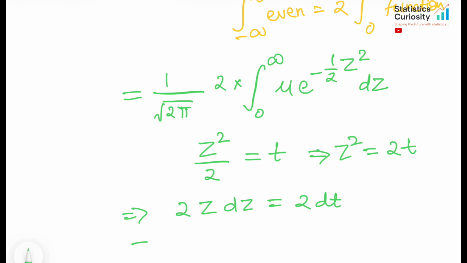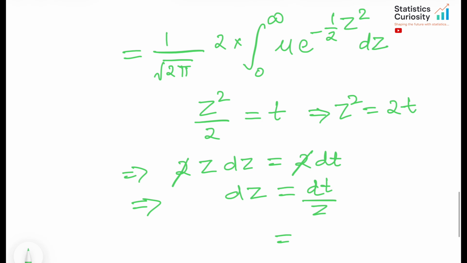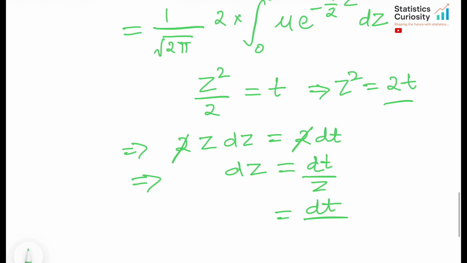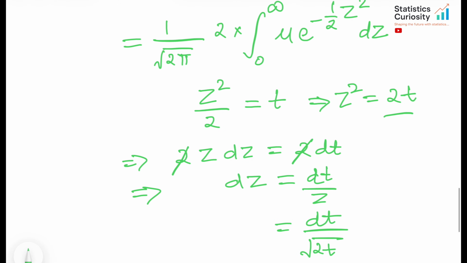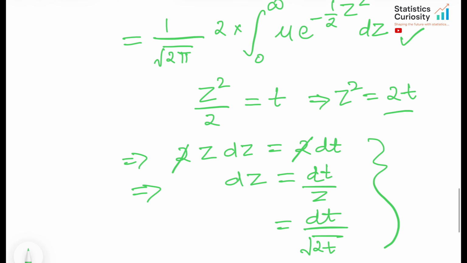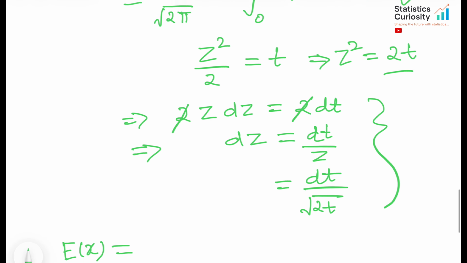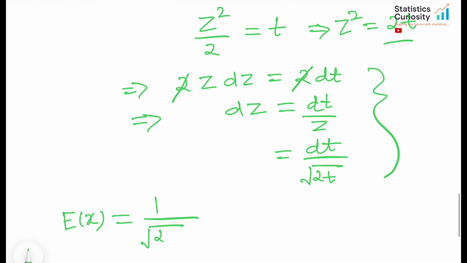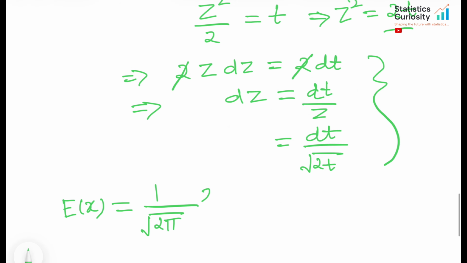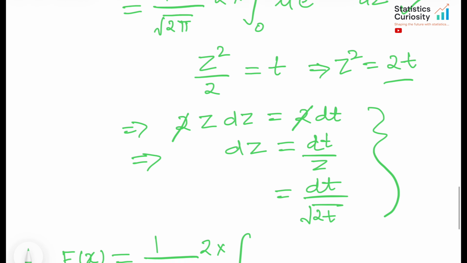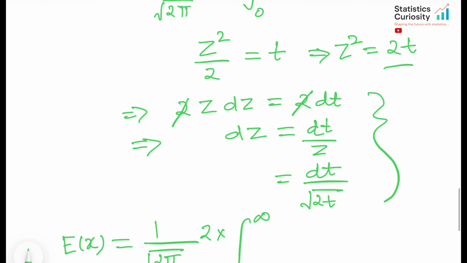And this will give you dz equals dt divided by z, and z is under root 2t, so it will be dt divided by under root 2t. Remember, this is all the expectation of x. So you will substitute these values over here, and it will give you 1 upon under root 2 pi into 2 into the integral from 0 to infinity, the integration limit will remain the same.